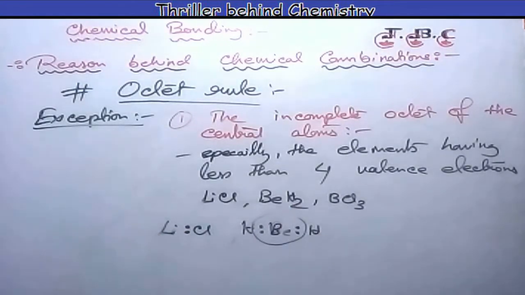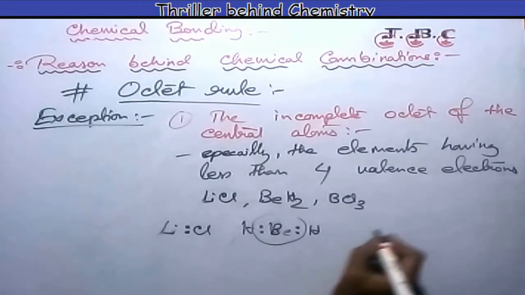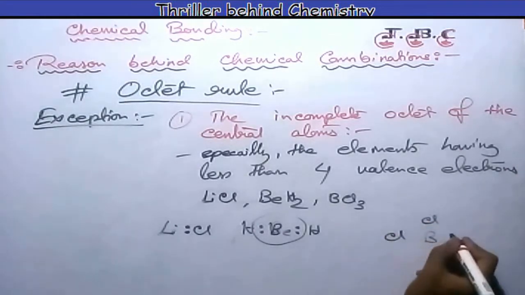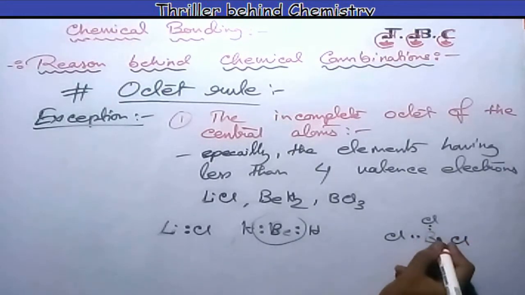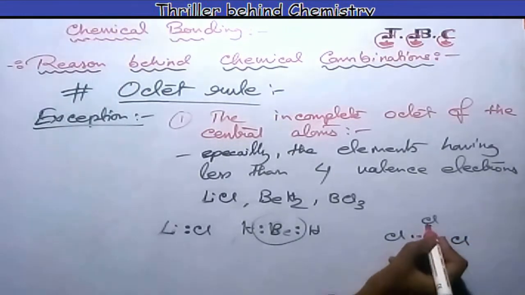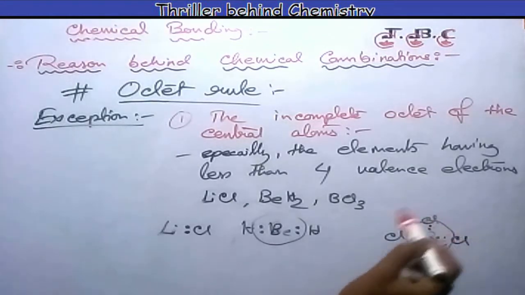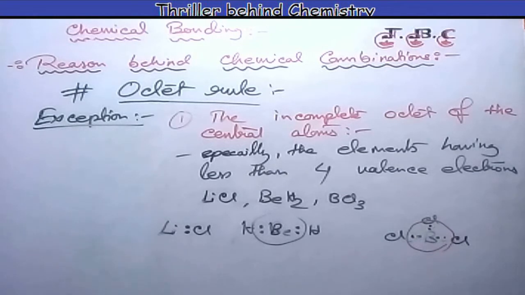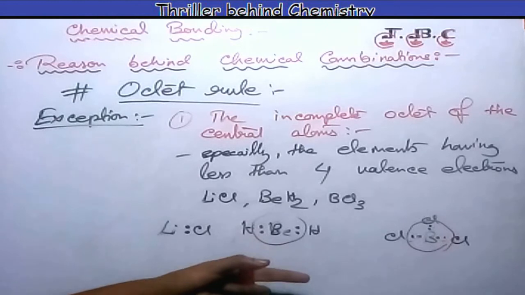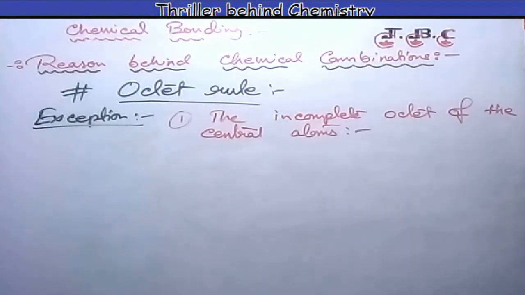Like this, boron also has 3 valence electrons in the free or isolated state. This is the boron's own electrons, and these electrons are contributed by chlorine. So boron has 6 outer shell electrons, that is, valence electrons in the molecule BCl3. So the octet rule does not fit there. And the next point is the odd electron molecules.